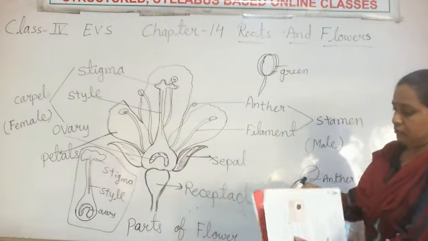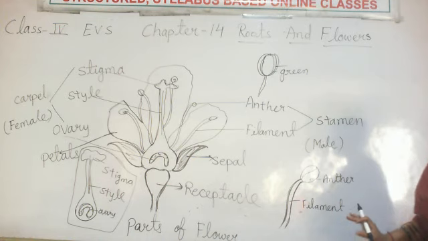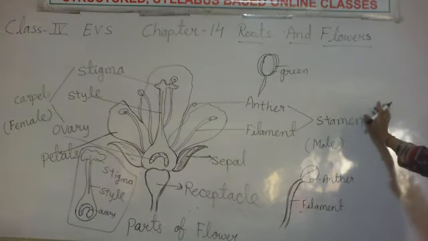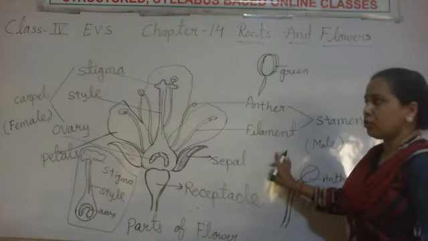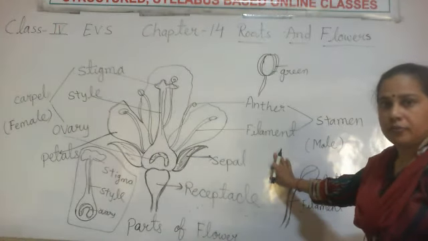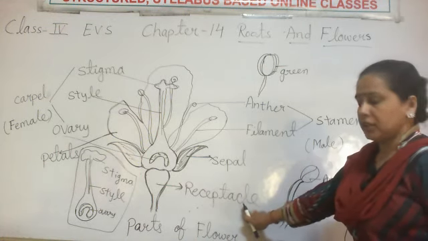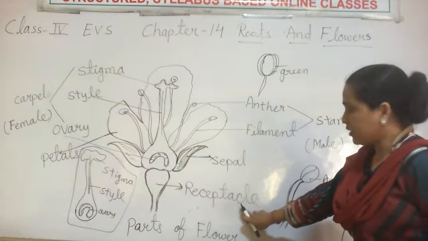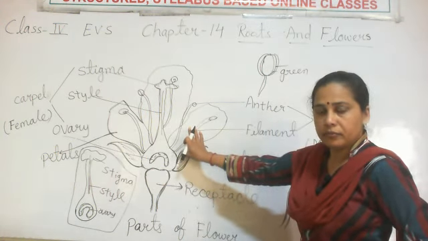Now once again I reverse for you. These are the parts of the flower. Clear? That is given on the page number 96 in your textbook. This picture showed you all parts of the flower. Now the first part is receptacle. What is the function of the receptacle? It holds the whole flower.